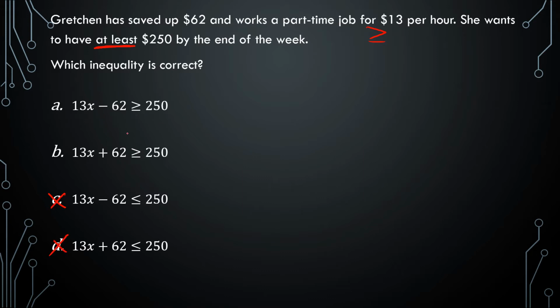So now I just need to figure out, am I adding or am I subtracting this 62? Well, she has saved up $62, right? So that's money that she earned, and she's combining that with her $13 an hour part-time job. So I would want to pick the one where she is adding because she earns this money from her part-time job plus the $62 that she already has saved up.